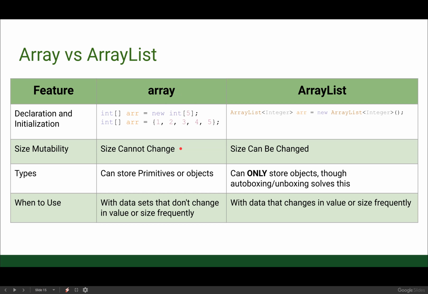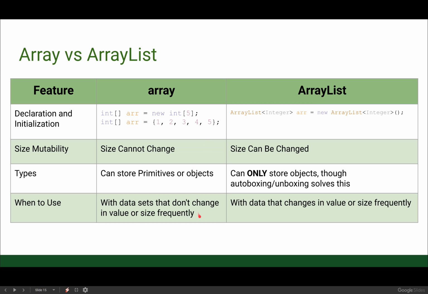However, arrays cannot change in size once they've been initialized, whereas array lists are completely flexible in their size. We can add elements, we can remove elements. Arrays can store primitive types or objects. We have worked with both of these last unit. You can store an array of ints, or you can store an array of car objects. It really is completely up to you. Array lists can only store objects. However, the automatic processes within Java, autoboxing and unboxing, kind of solve that problem. We don't really need to worry about it.